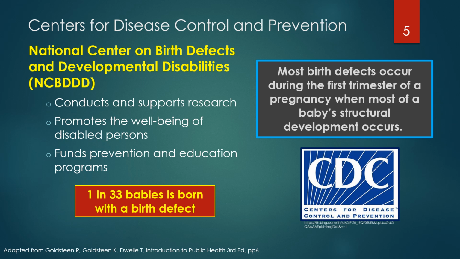Birth defects, also called congenital malformations, are abnormal changes that occur in the fetus during a pregnancy. Most birth defects occur during the first trimester of a pregnancy, when most of the baby's structural development occurs. The National Center on Birth Defects and Developmental Disabilities, NCBDDD, conducts and supports research to identify the causes of birth defects, developmental disabilities, and blood disorders, promotes the well-being of disabled persons, and funds prevention and education programs.